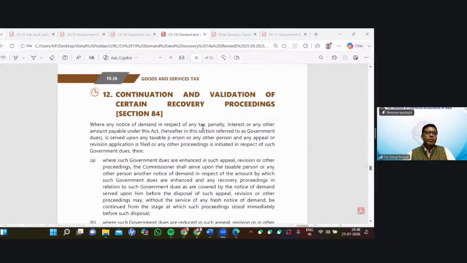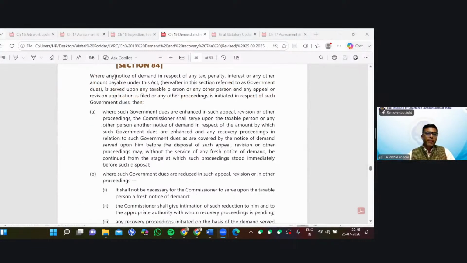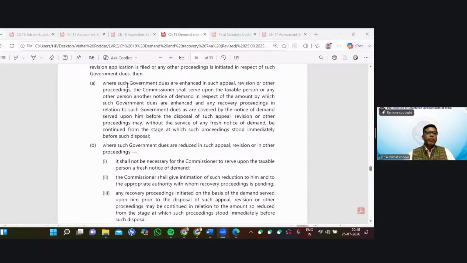Continuation and validation of certain recovery proceedings. Now, where any notice of demand in respect of any tax, interest, penalty, or any other amount payable under this act is served upon a taxable person or any other person, and any appeal or revision is filed, or any other proceedings is initiated in respect of such government dues, then where such government dues are enhanced in appeal, revision, or other proceedings, the commissioner shall serve upon the taxable person or other persons another notice of demand in respect of the amount by which such government dues are enhanced.